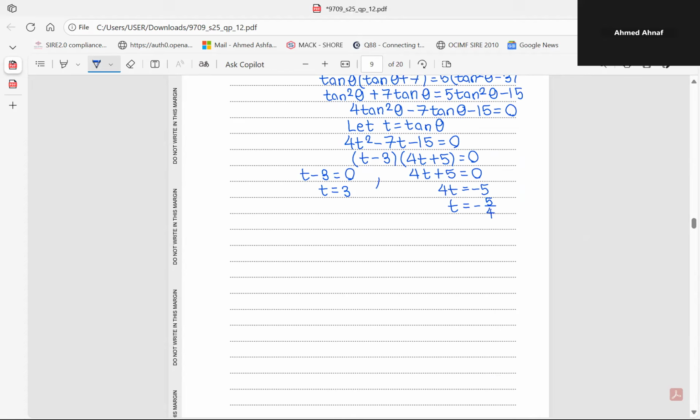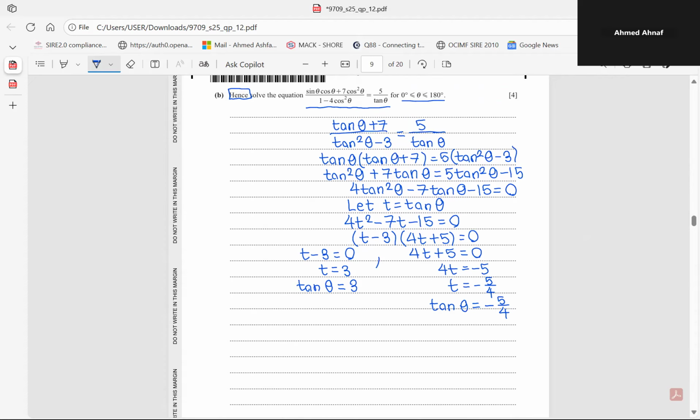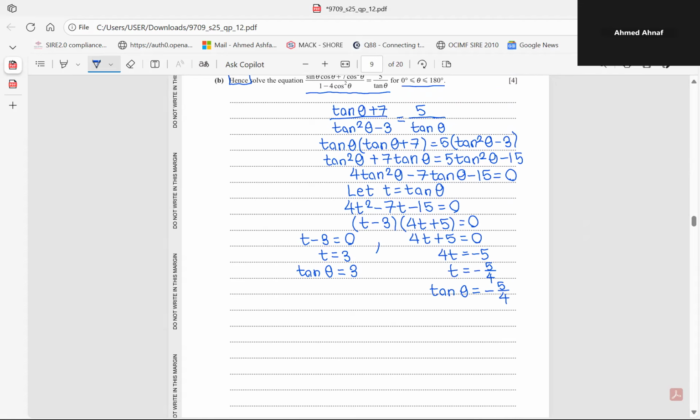Now let's substitute t equals tangent theta back because we're interested in theta, not t. So tangent theta equals to 3, and tangent theta equals to minus 5 over 4. Here we have two solutions for tangent theta, one positive and one negative. The range for tangent theta is negative infinity to infinity, so we don't have to reject any values here, so we can keep both.